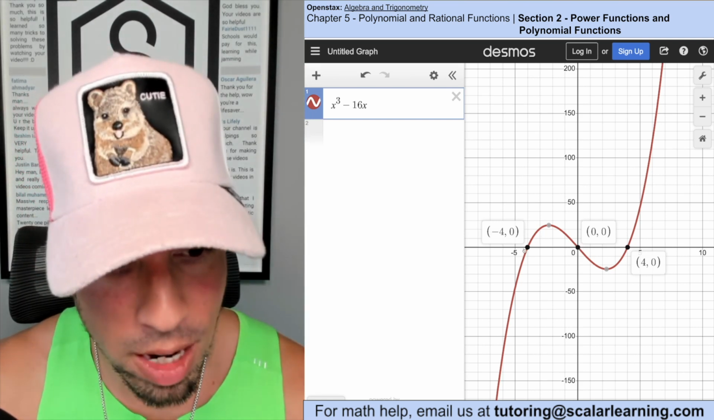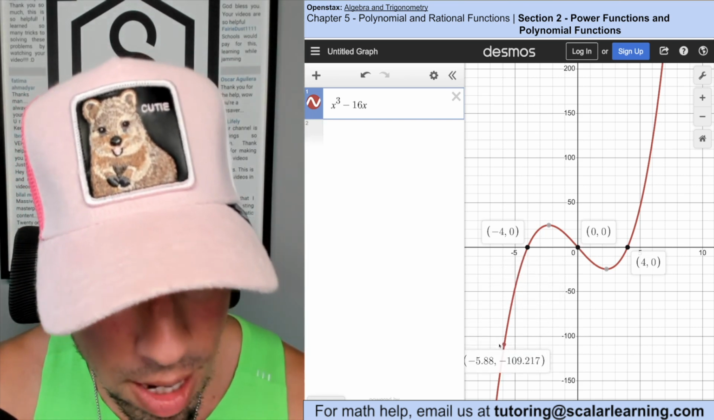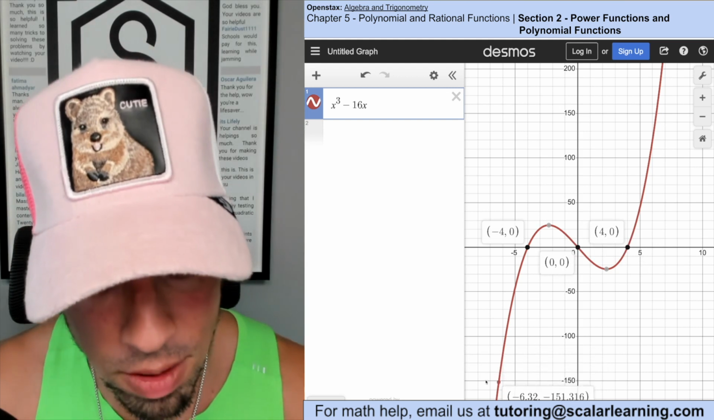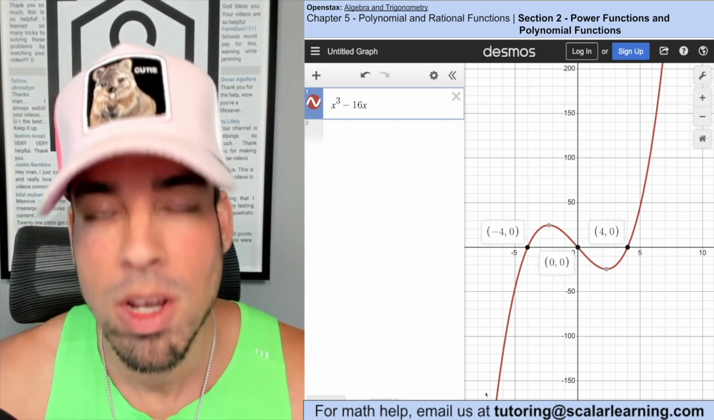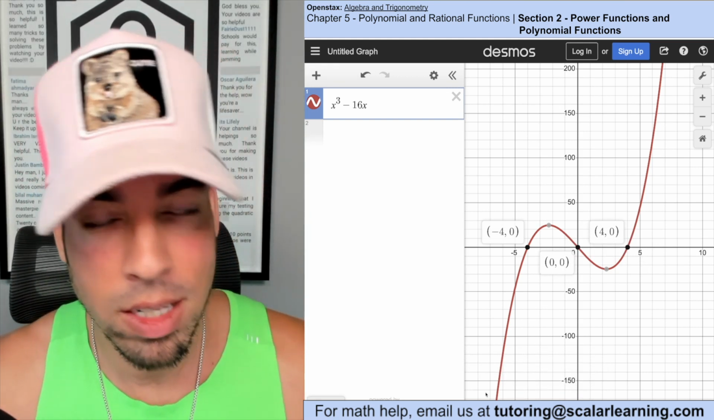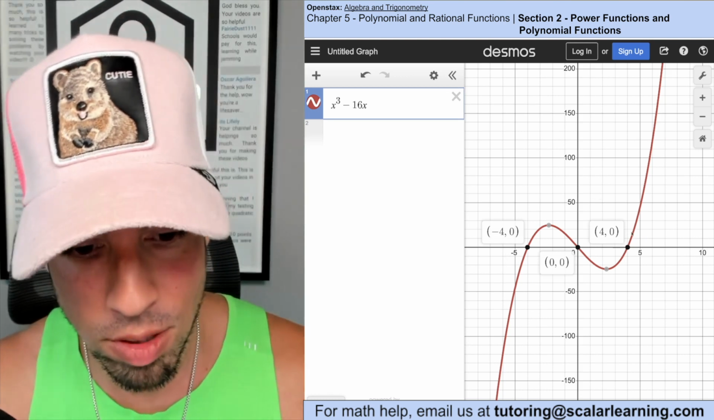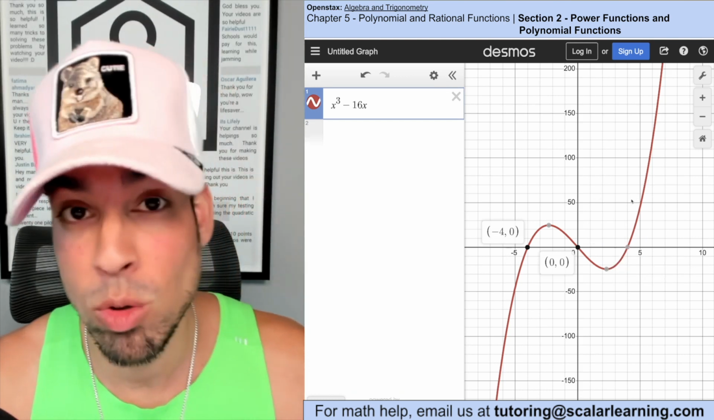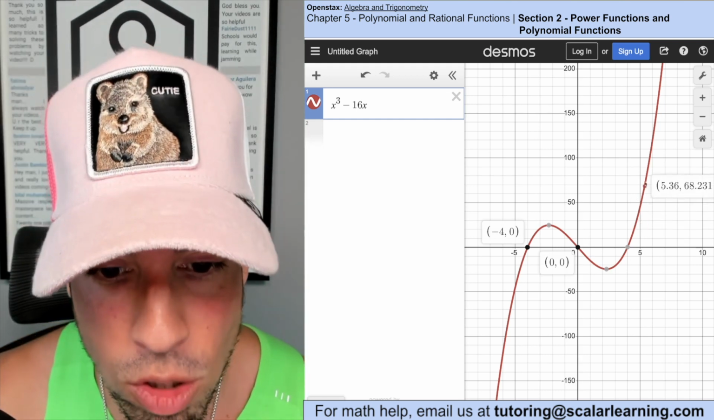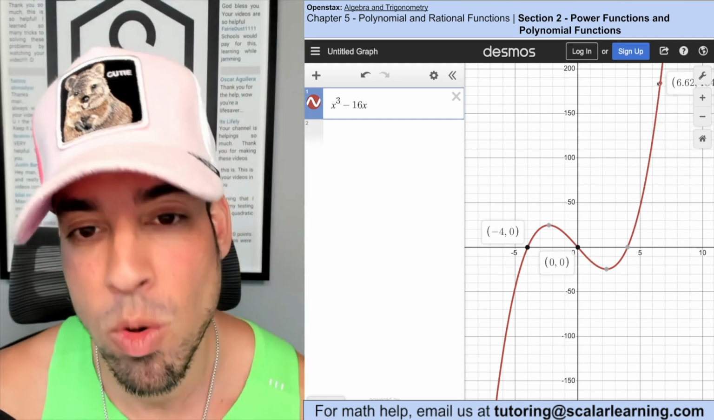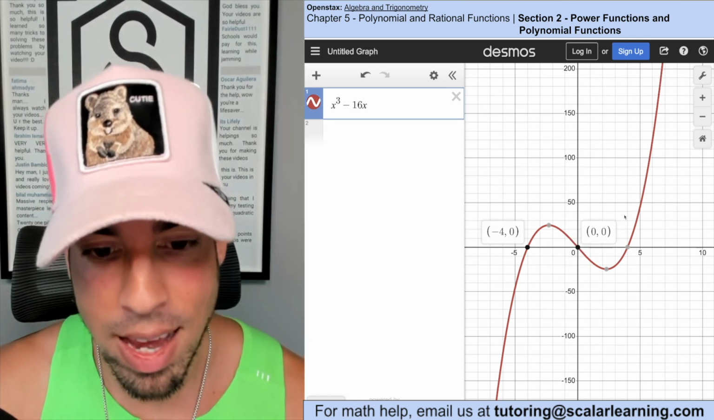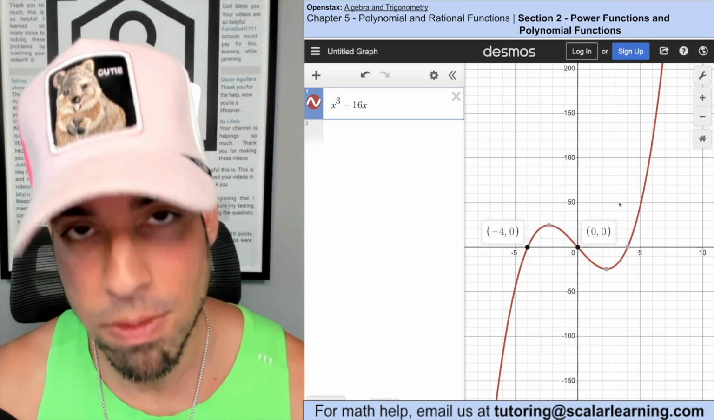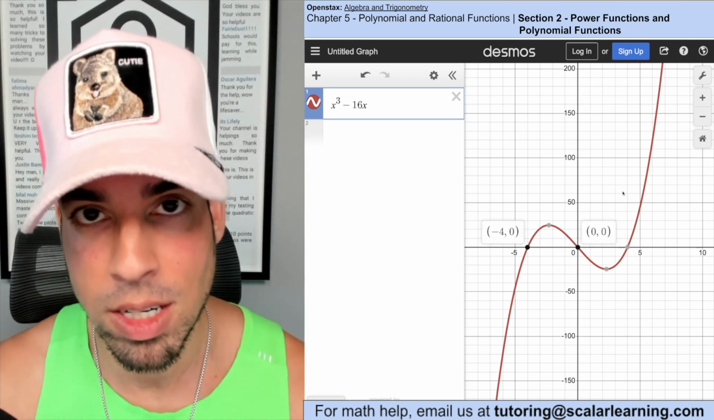Now, as we look at end behavior, as the function goes to the left, as x approaches negative infinity, the function value is going down. So as x approaches negative infinity, the function is also approaching negative infinity. Conversely, as x approaches positive infinity, meaning as we go to the right, the function value is also increasing, going up, meaning as x approaches positive infinity, the function is also approaching positive infinity. So let's write that out.